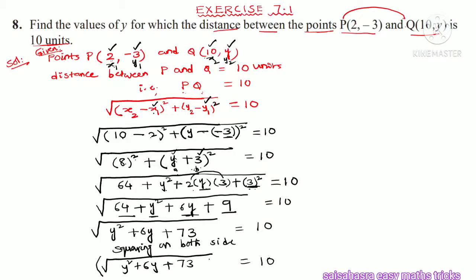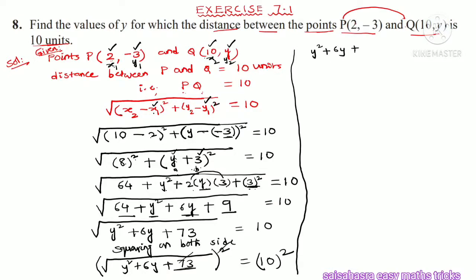So on this side we have to do the square, and on the other side also, both sides we have to do squaring. The square and root get cancelled. So what is left here? y square is left, plus 6y, and the next plus 73 is equal to 10 square, meaning 10 into 10, that is 100. Next step is y square plus 6y plus 73 equals 100.